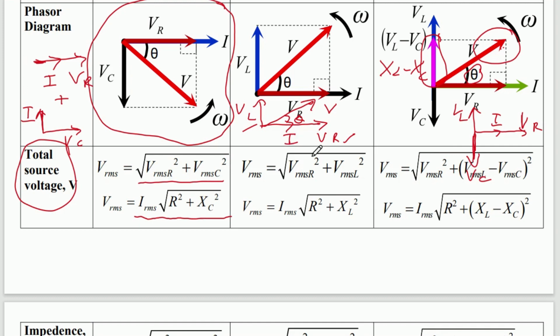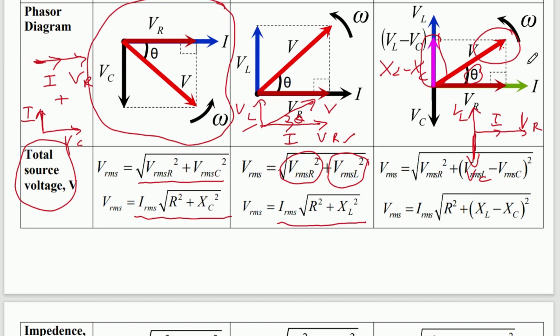For the RL circuit, we have V_RMS,R, the voltage across the resistor, and V_RMS,L, the voltage across the inductor. So V_RMS equals the square root of V_RMS,R squared plus V_RMS,L squared. In terms of impedance, V_RMS equals I_RMS times the square root of R squared plus XL squared. So that is the equation for calculating the total source voltage.